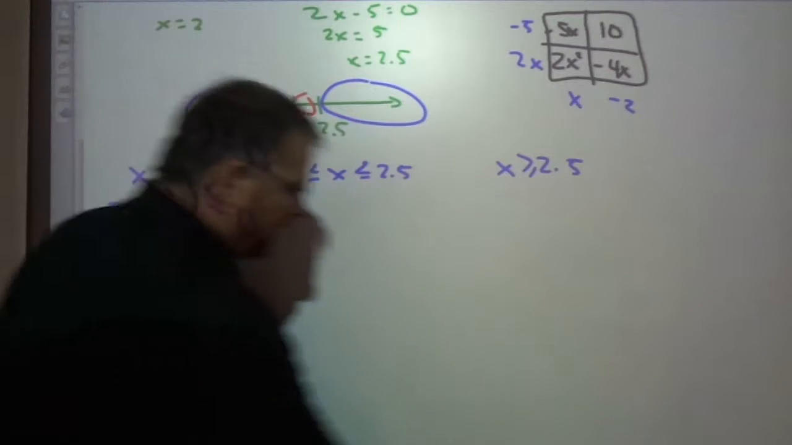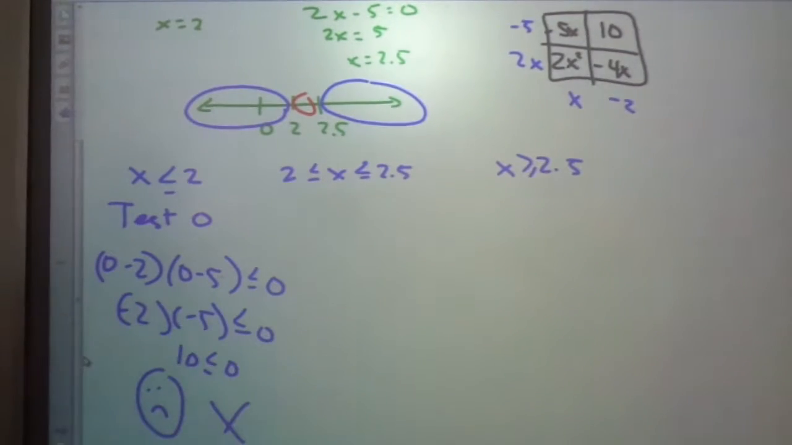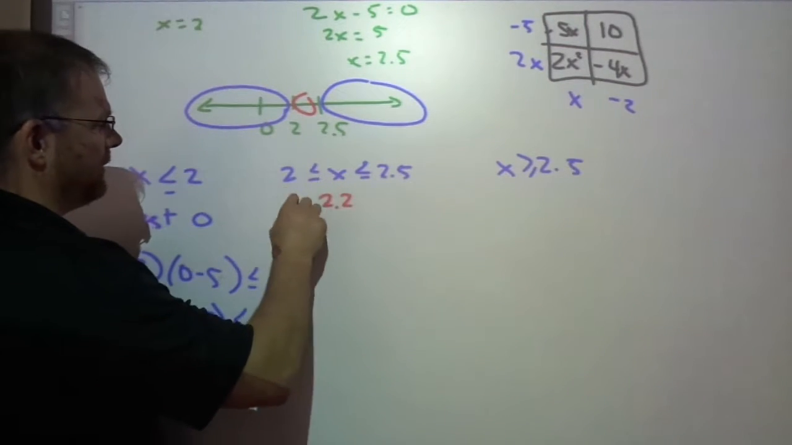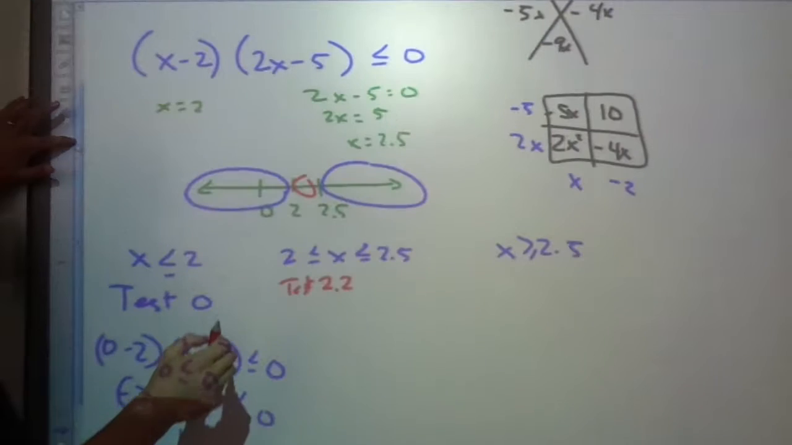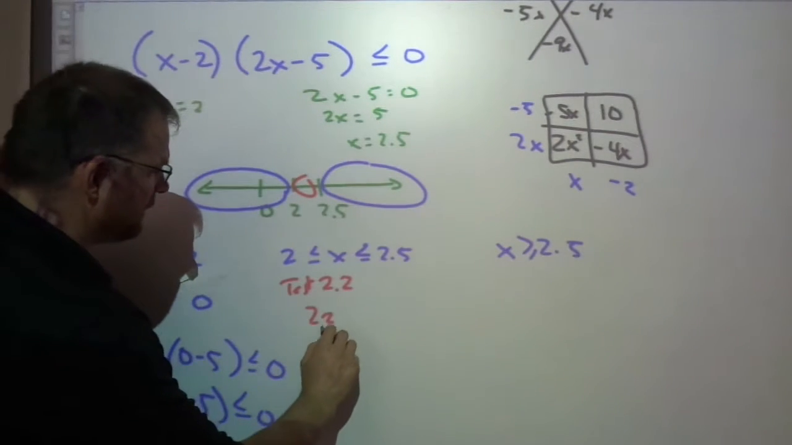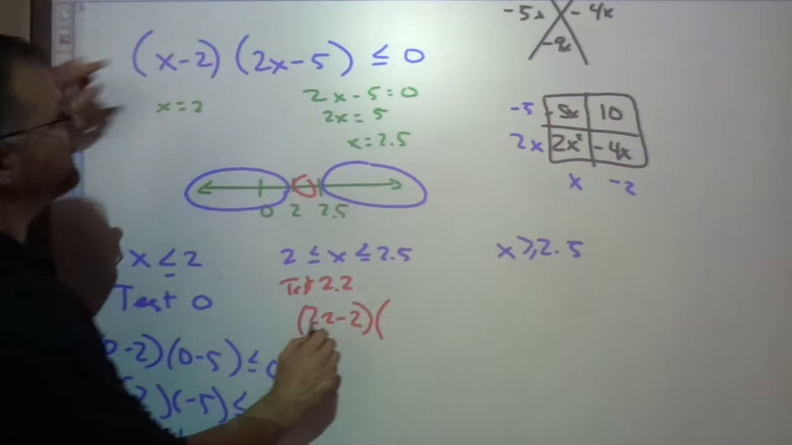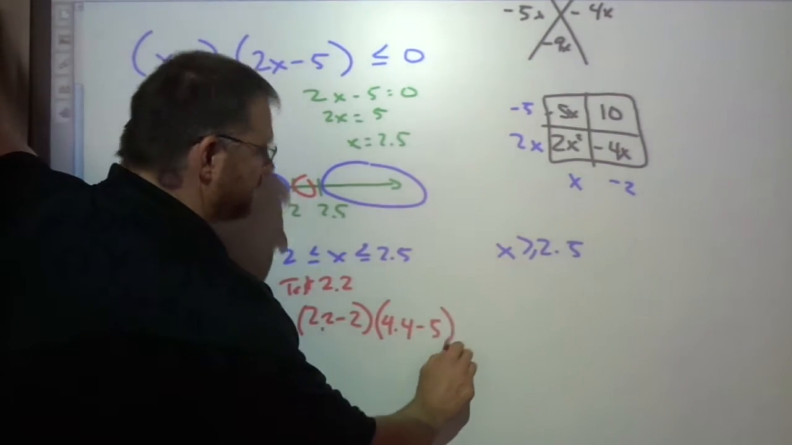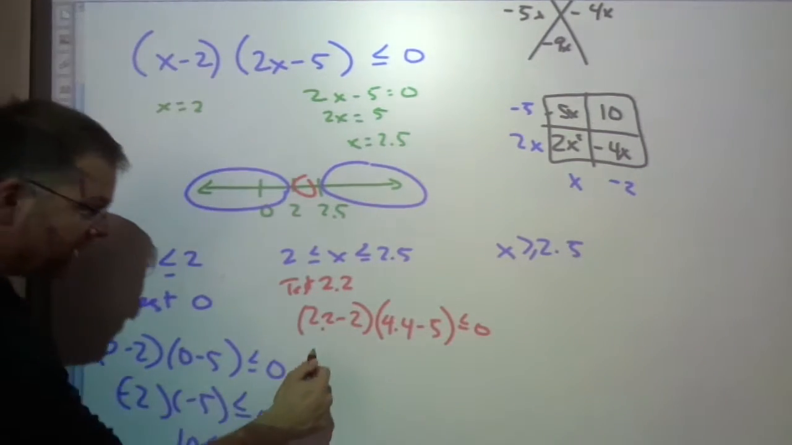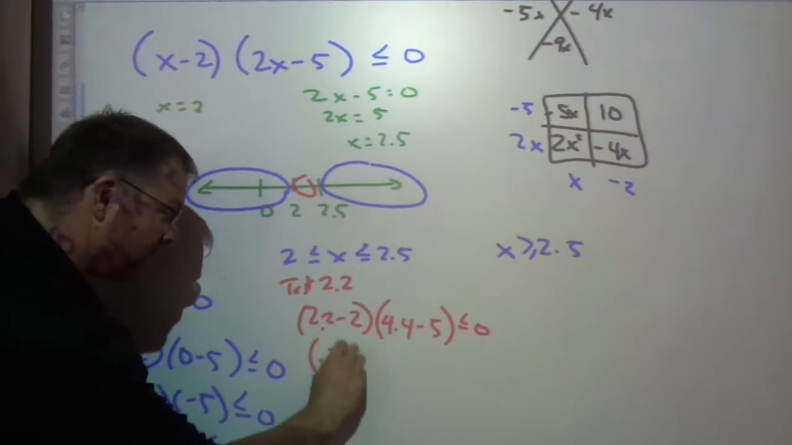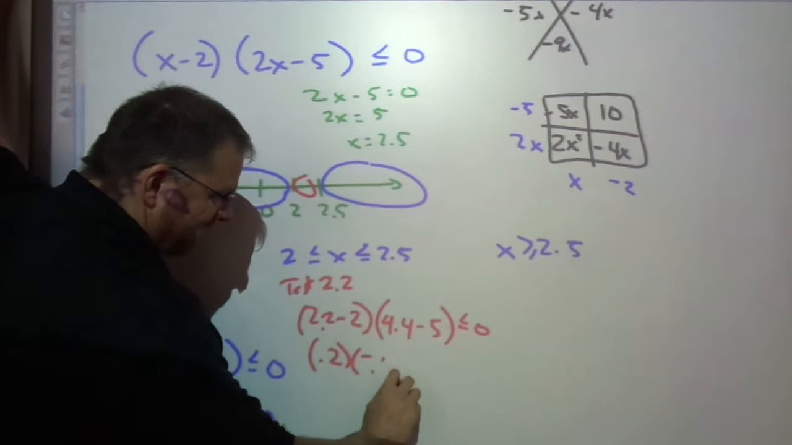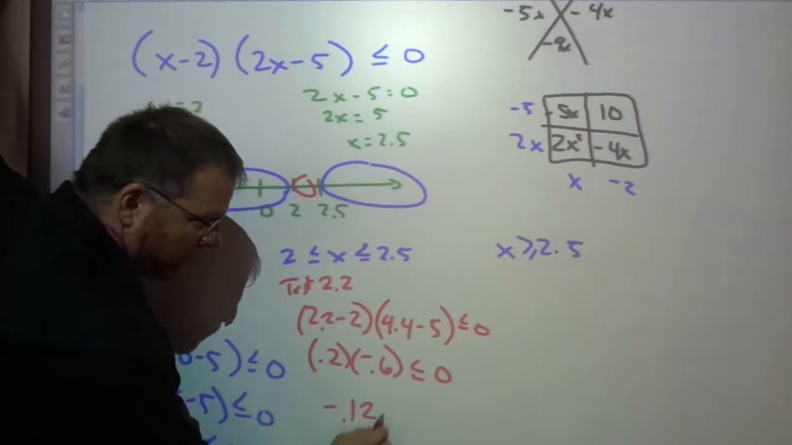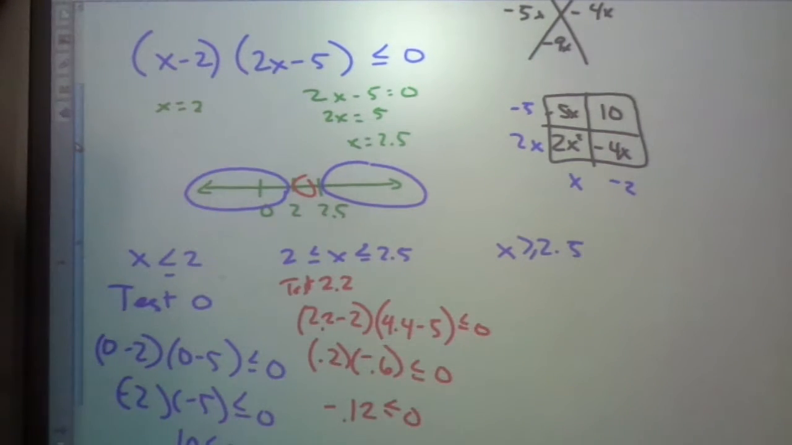We can use x's, we can use frowning faces, some way to represent that this does not work. Over here, let's pick a number that's between 2 and 2.5. How about 2.2? I'm going to test that and see what happens. So I have 2.2 minus 2, and here I've got 2.2 times 2, which is 4.4 minus 5. And that's going to be 0.2, and this is going to be negative 0.6. And if I multiply those together, that's negative 0.12. Now, is that less than or equal to 0? Yes, it is.